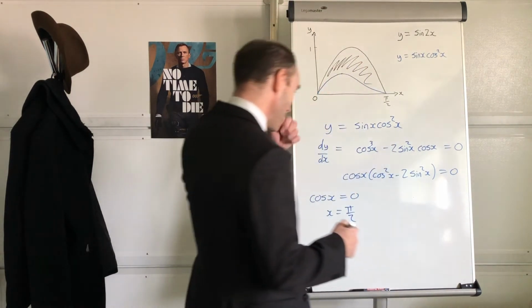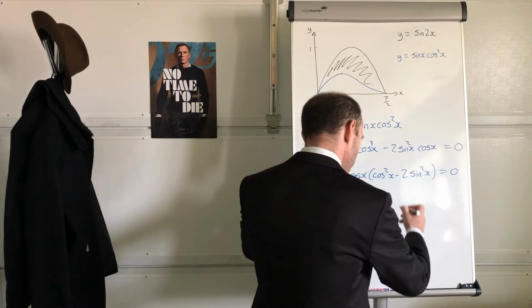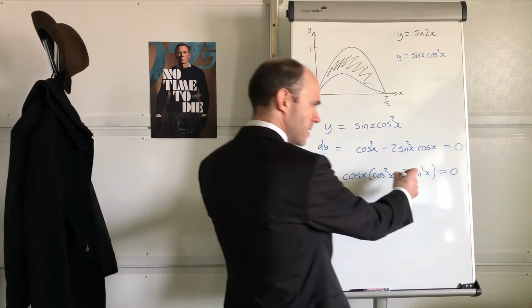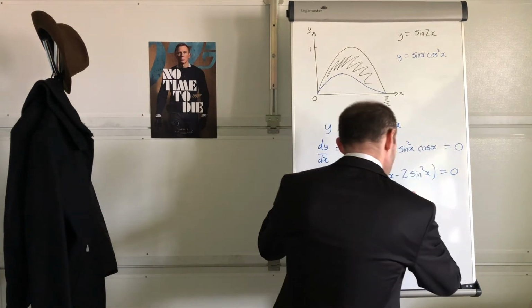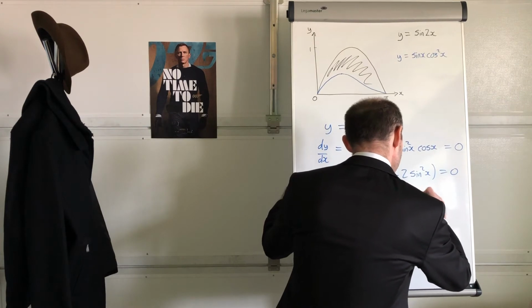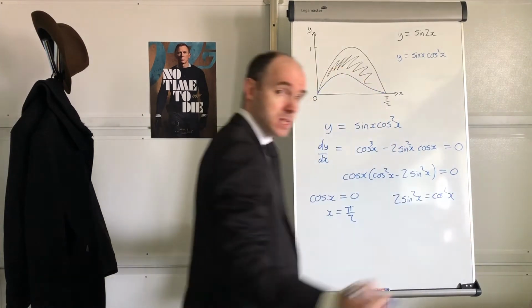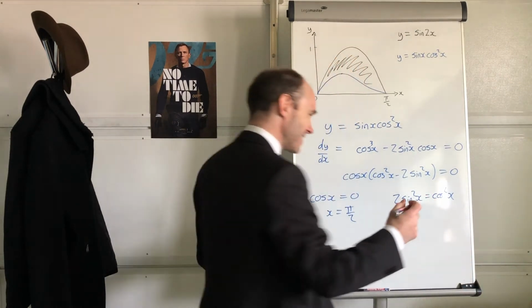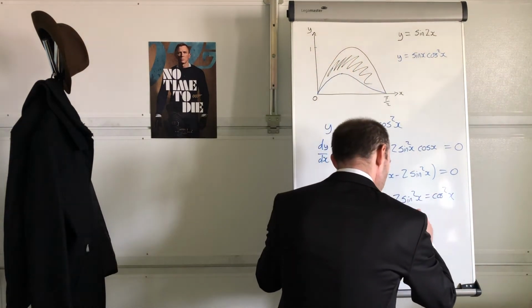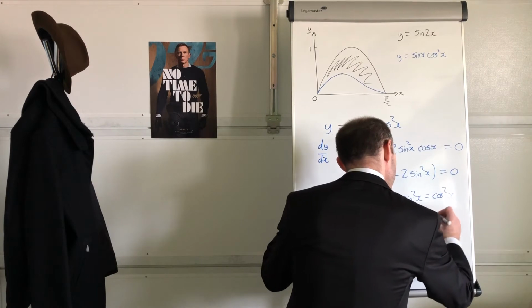Okay. Anyway, moving on. You've also got this possibility, haven't you? You've got cos squared x minus 2 sine squared x equals 0. So maybe just write that like this first of all. 2 sine squared x equals cos squared x. Yeah, do you agree with that? I'm so glad you said yes. And then let's just write it as tan squared x is equal to a half.